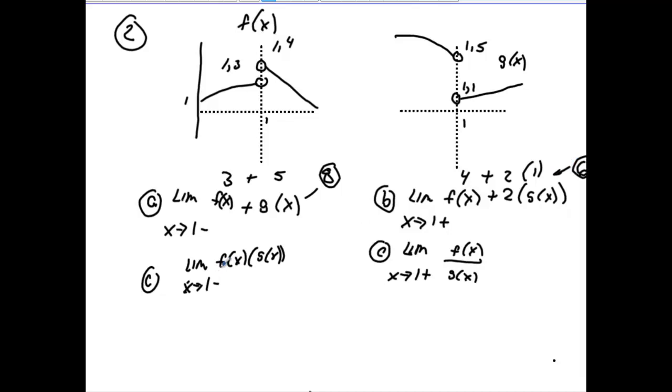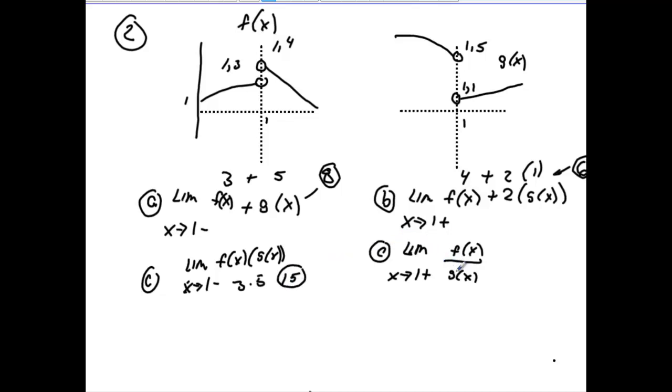This one here, the limit of f of x as x approaches 1 from the negative side. If I'm coming from the negative side here, again, we're going to the value of 3. G of x, I'm coming to 1 from the negative side, I'm going to the value of 5. 3 times 5, that is 15.